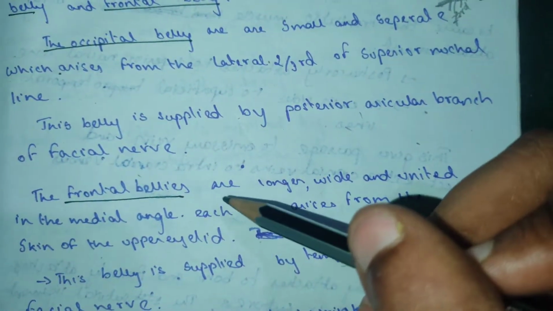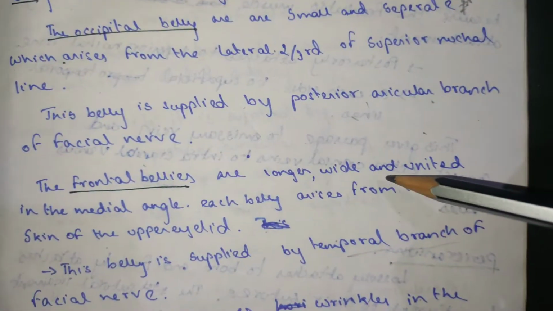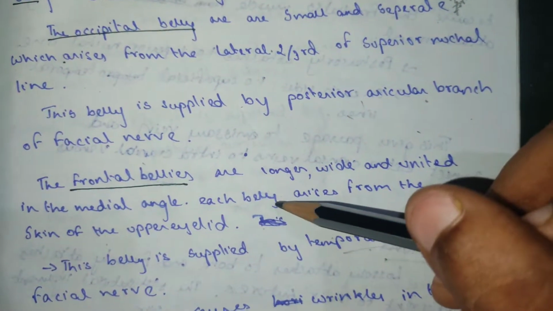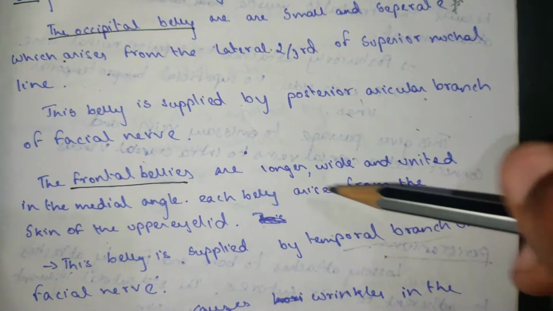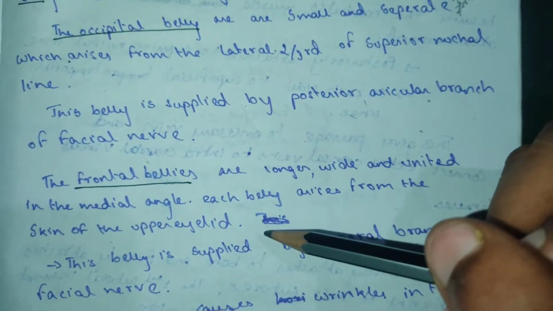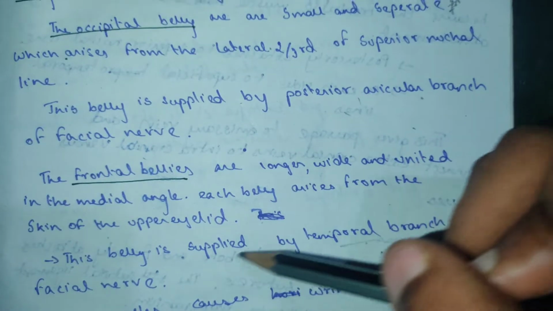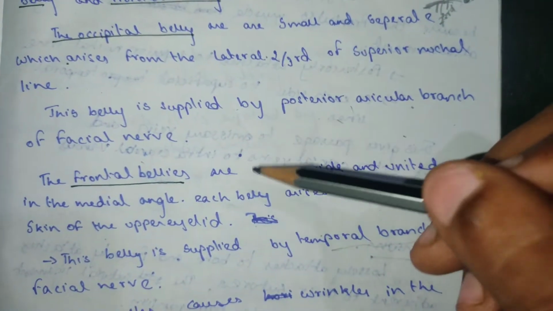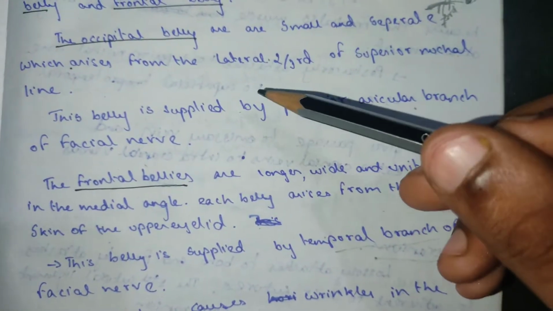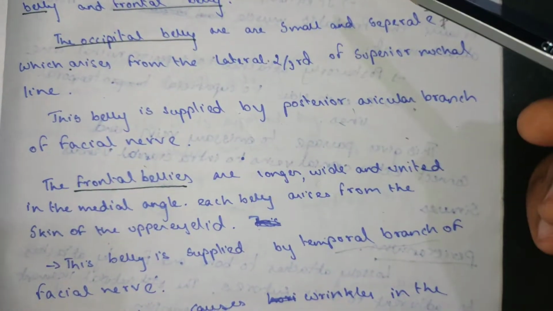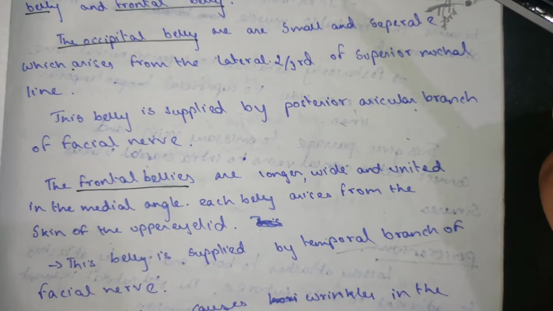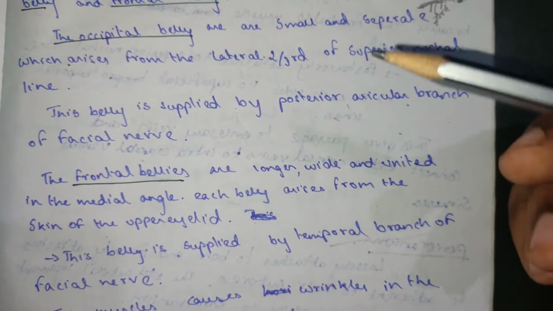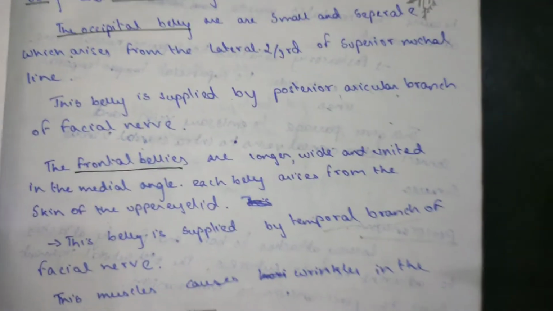Now we will see about the frontal belly. The frontal belly is longer and wider and united at the median angle, and each belly arises from the skin of the upper eyelid. This belly is supplied by the temporal branch of the facial nerve. Both bellies are supplied by the facial nerve. The occipital belly is supplied by the posterior auricular branch of the facial nerve, and the frontal belly by the temporal branch.